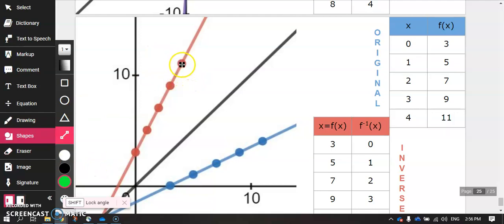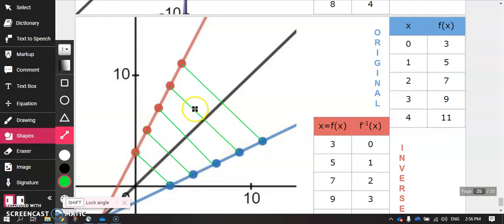So we'll take that 11 comma 4 to 4 comma 11, or vice versa. And now we have 9 comma 3 to 3 comma 9. And then we have 7 comma 2 to 2 comma 7. 5 comma 1 to 1 comma 5. And 3 comma 0 to 0 comma 3.